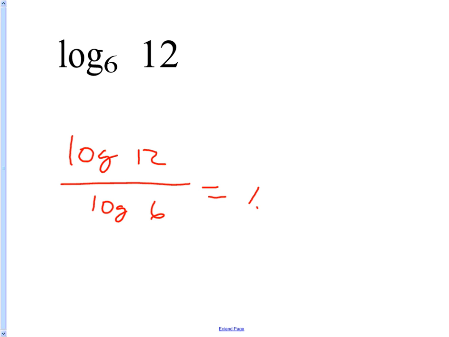So what goes on the top? Log 12. What goes on the bottom? When you actually did log 12 divided by log 6, the smart way to do it is without any equals in between. You just hit the equals at the end. And then what do you get? 1.39. Good. That's right. All right.